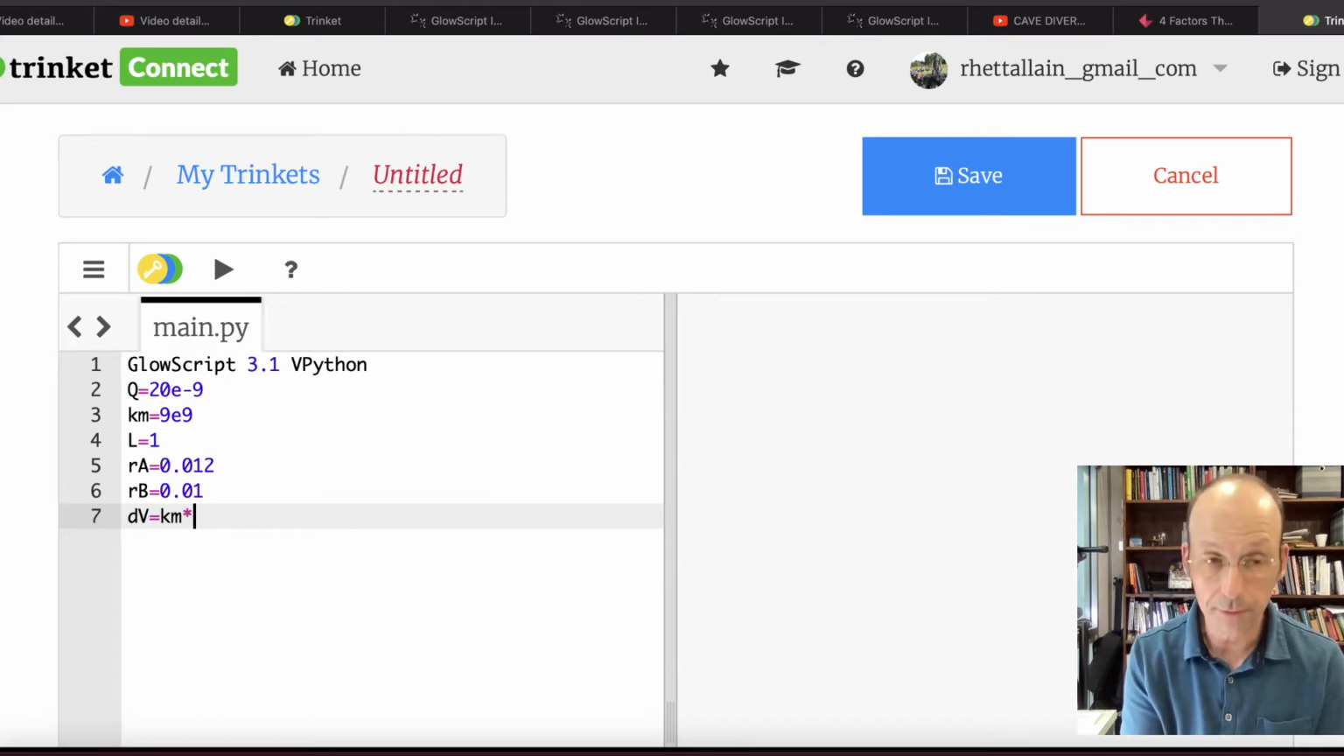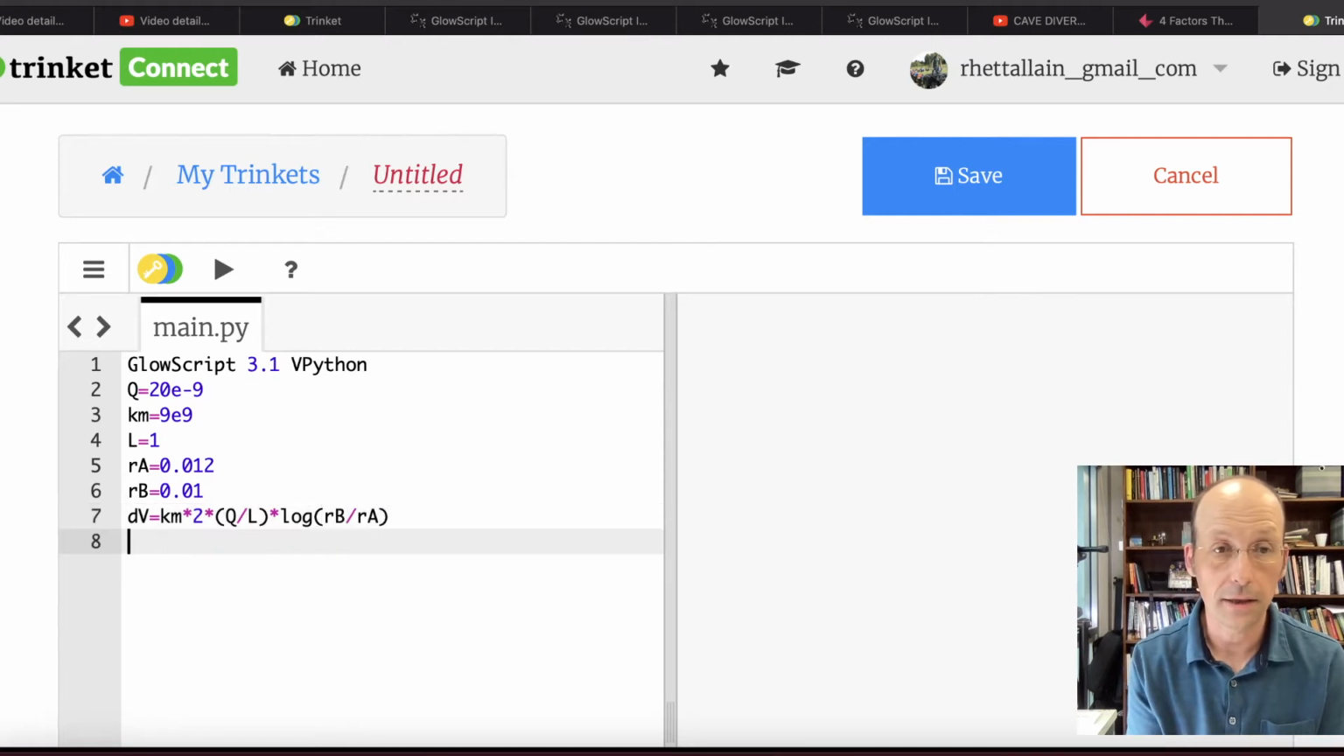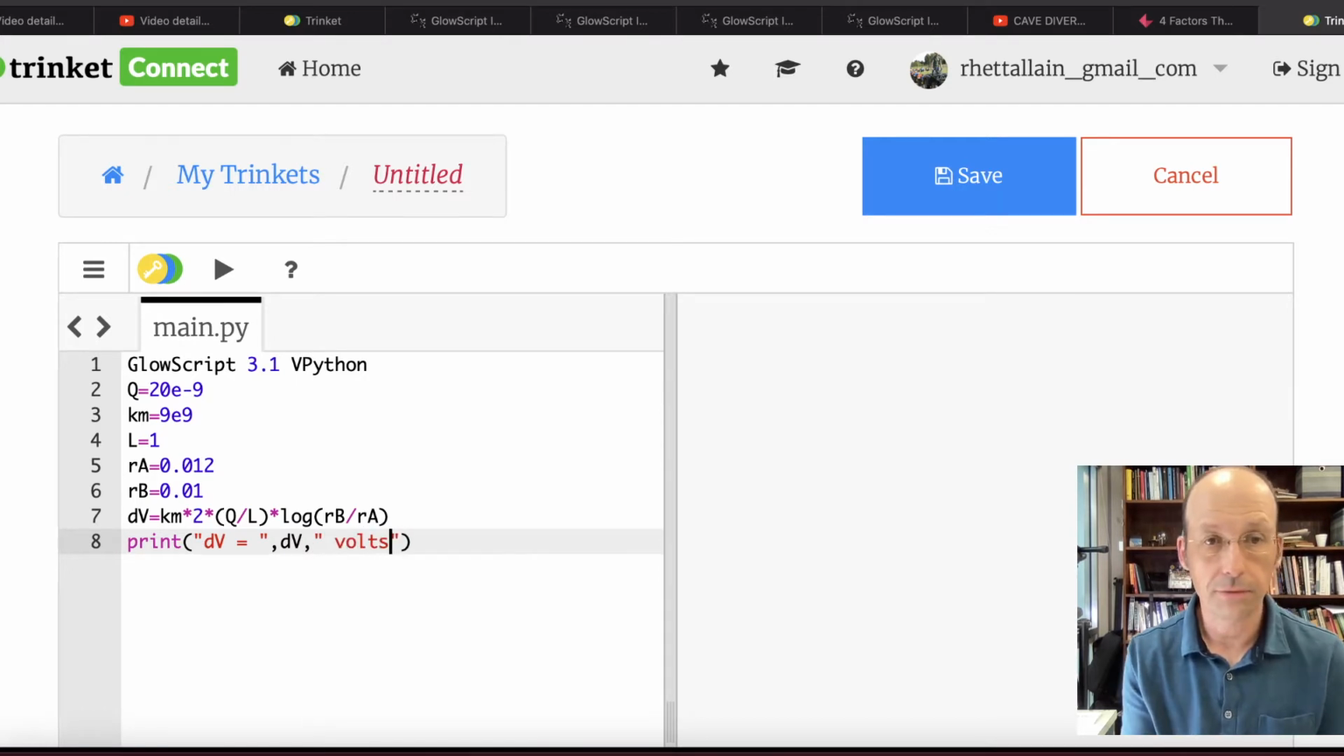So now let's say dV equals, now I'm just going to type it in. Km, that's my 1 over 4 pi epsilon naught, times 2 times Q divided by L. All of that times the natural log. In this version of Python, log is natural log, so don't get that confused, of Rb divided by Ra, and let's print that out. Print, and it's dV because it's a change in potential, right? And that's going to be equal to dV, volts. And let's run that.